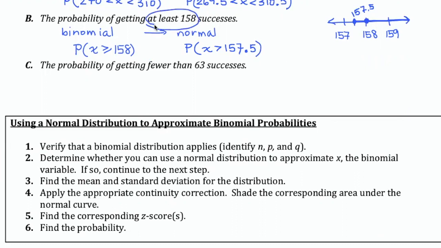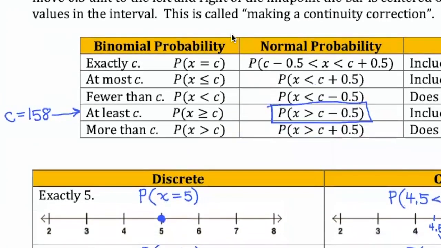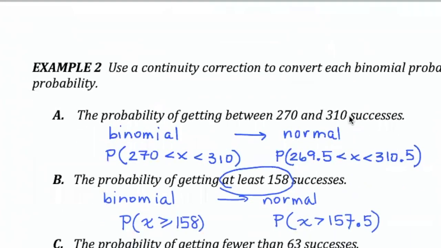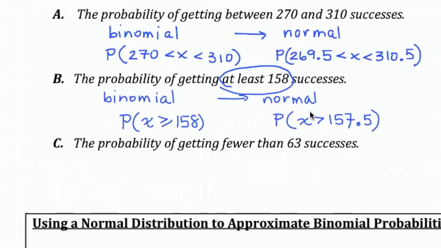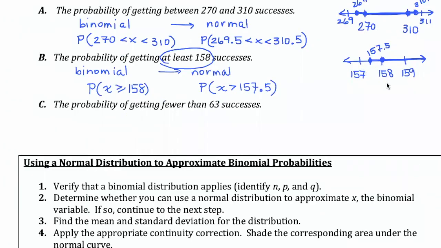Now, the other way to do this is to look at what type of binomial probability you're calculating, at least 158 successes. Go back to this chart here, find the row that says at least. Note my c value for this particular case would be 158. And then what's in the normal probability column gives me my answer. I'm told the normal probability will be the probability that x is bigger than my c value, 158, take away 0.5. And you'll notice you arrive at the same answer. I tend to favor the number line way of doing it just because I don't need to memorize. I can just look at it and think about it, but either one is okay.